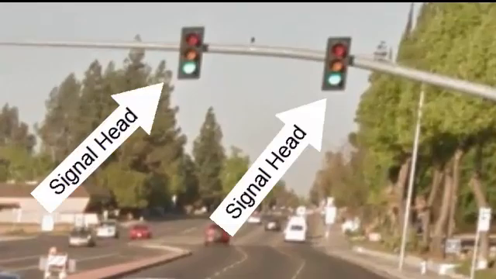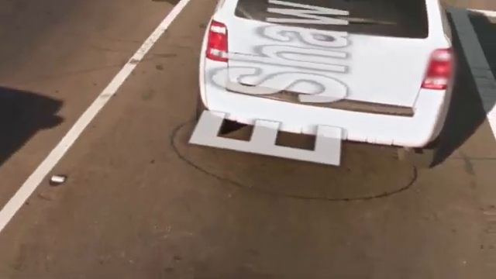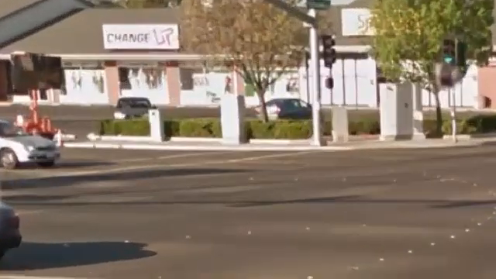These are the signal heads that display the lights. This is a loop detector that detects the presence of vehicles. And this is a cabinet where all the information is used for traffic timing.